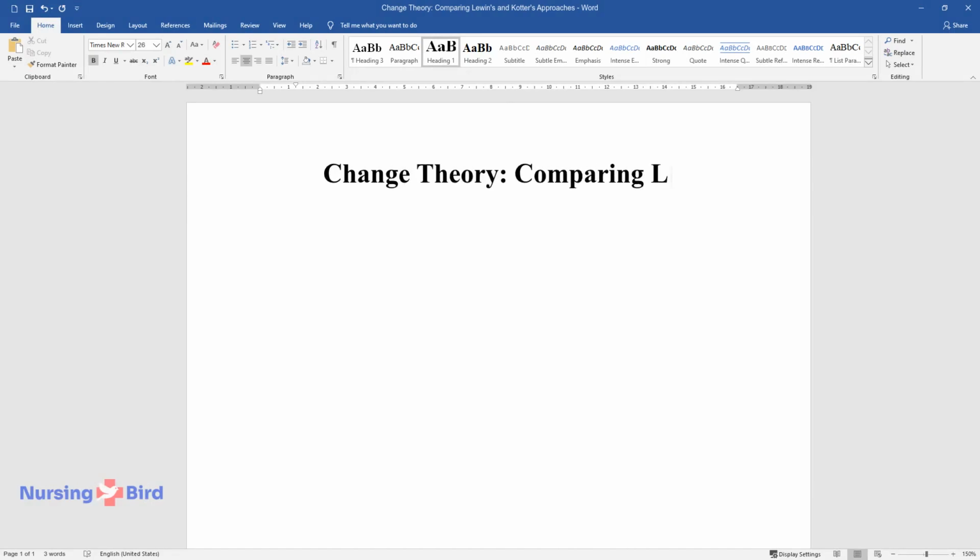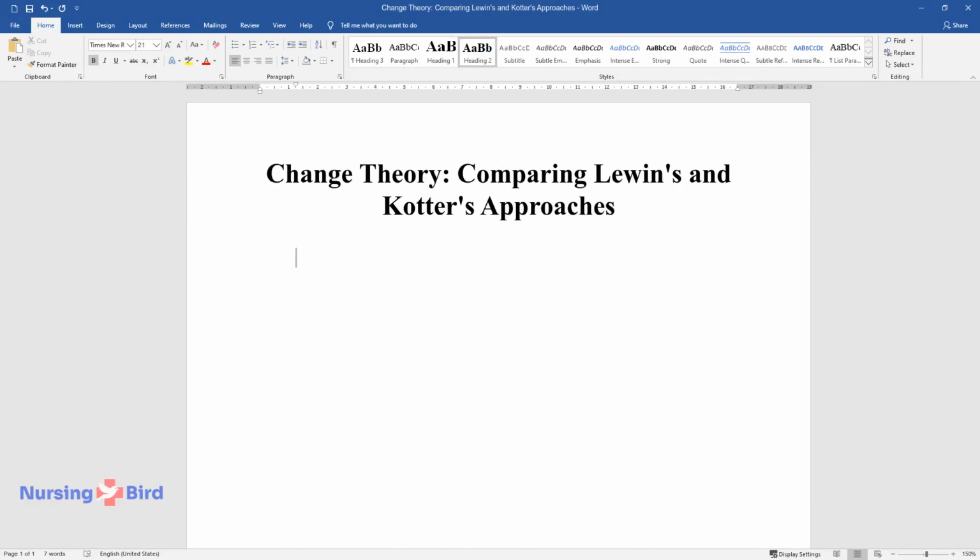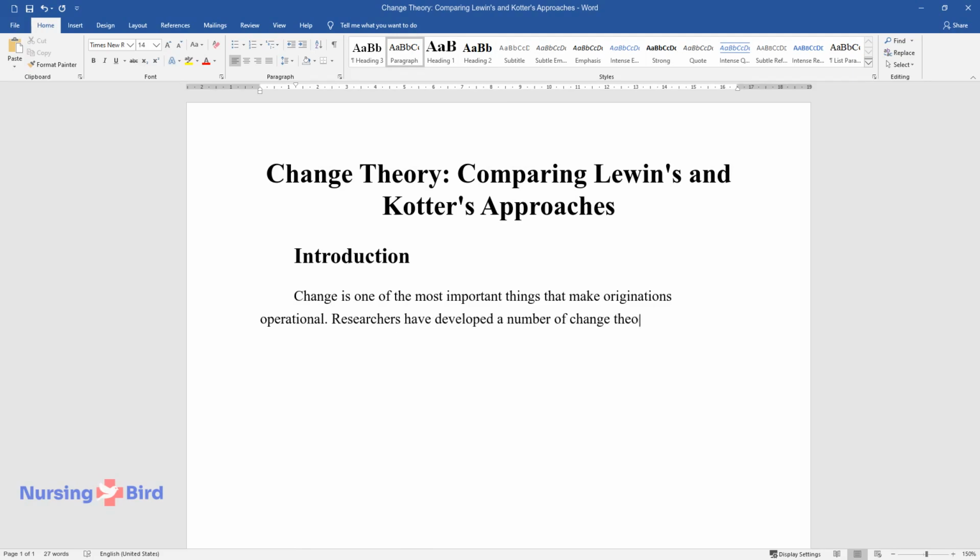Change theory, comparing Lewin's and Kotter's approaches. Introduction. Change is one of the most important things that make organizations operational. Researchers have developed a number of change theories that can be applied in different settings.